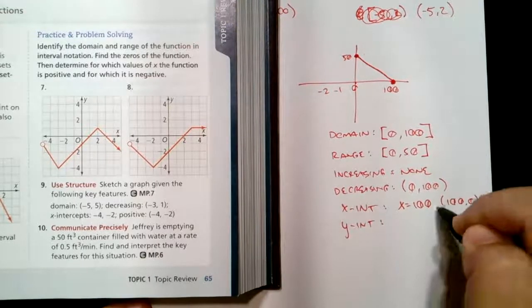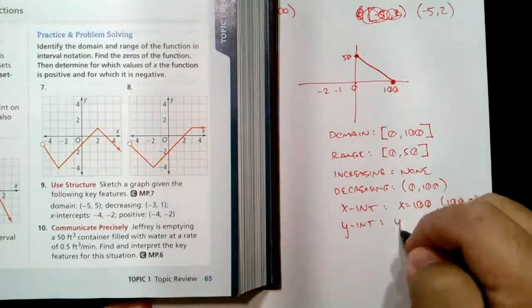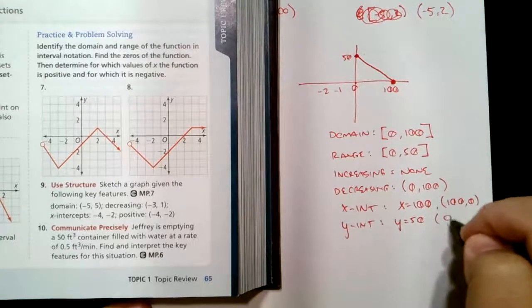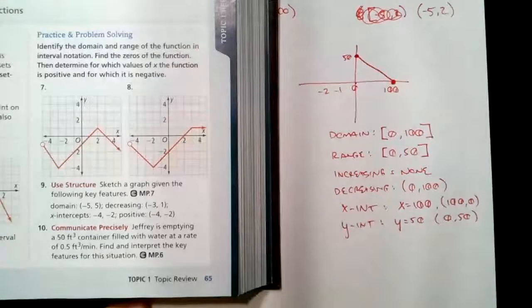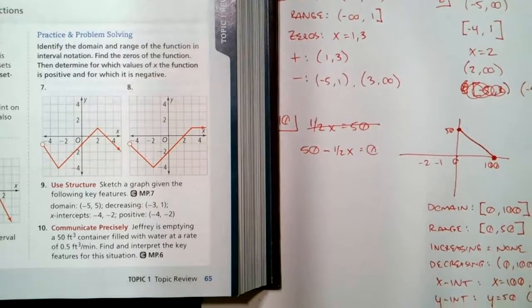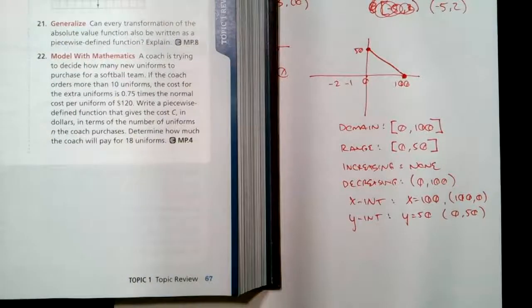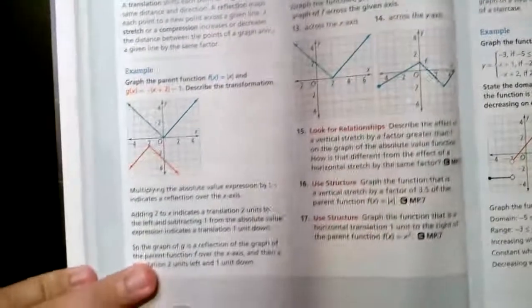X-intercepts, trying to think of what else we have. Y-intercepts. My x-intercept is 100, so x equals 100. Or again, you could write 100 comma 0, same thing. Y-intercept is 50, so that's going to be y equals 50, or you could say 0 comma 50. I think that's it, right? Let me make sure I'm not missing positive zeros, x-intercepts. Yeah, I think that's it.